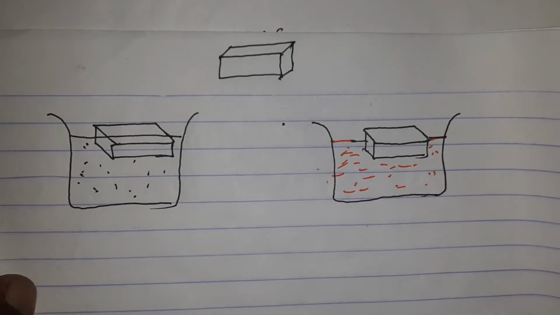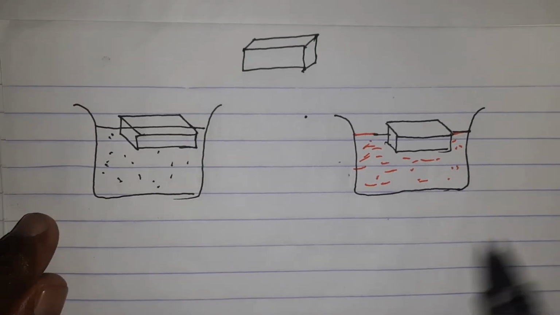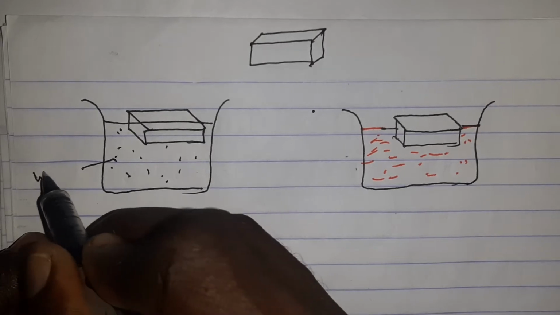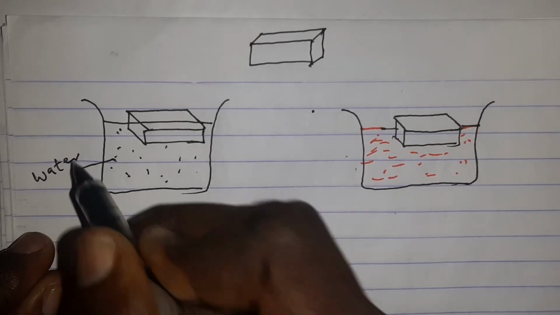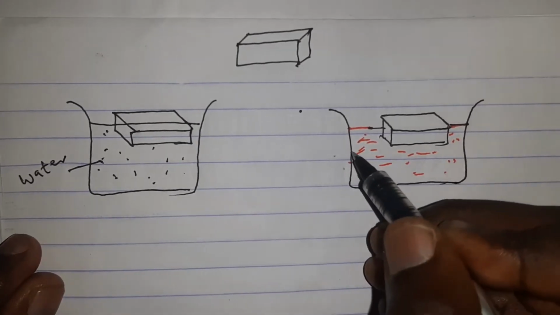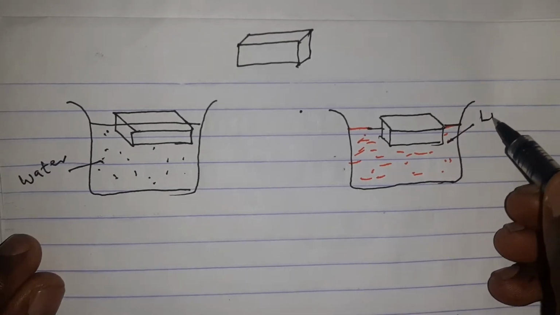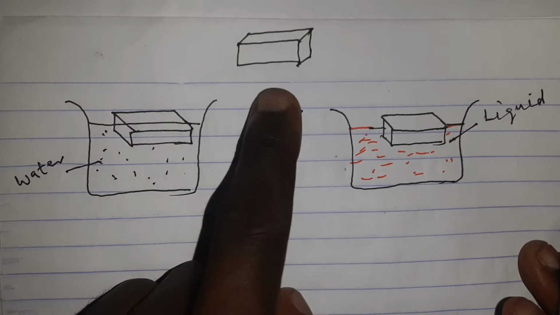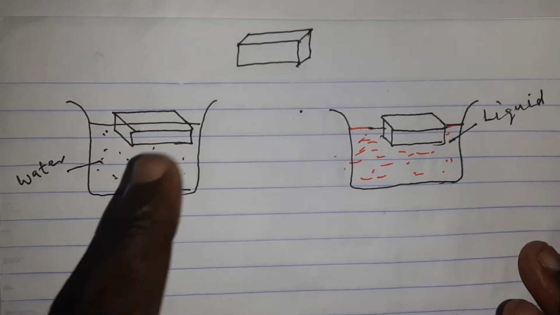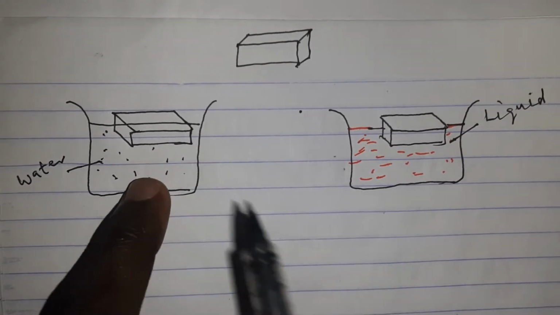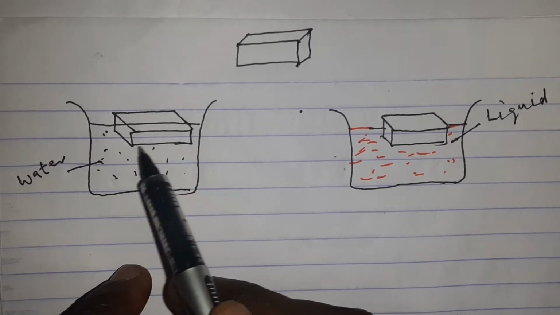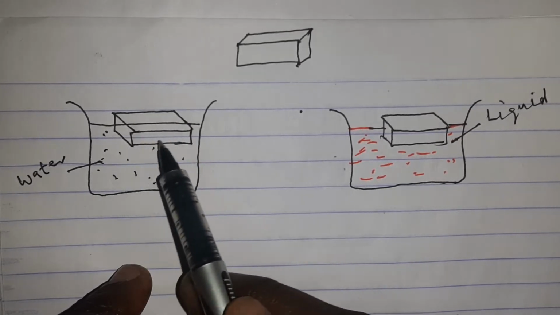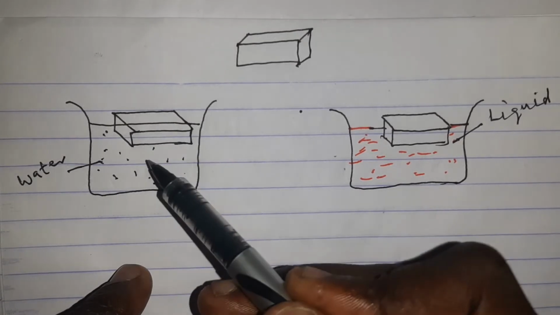So here is a diagram. Let's assume that this is water, and this is the other liquid. Interpreting the question, this is the rectangular block before it was placed in water, and now it is floating with a particular fraction of the volume in the liquid. See, it's not completely immersed.